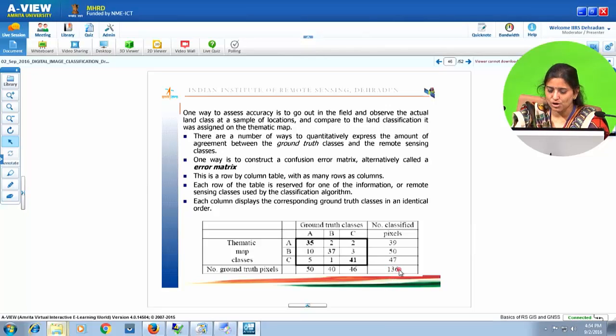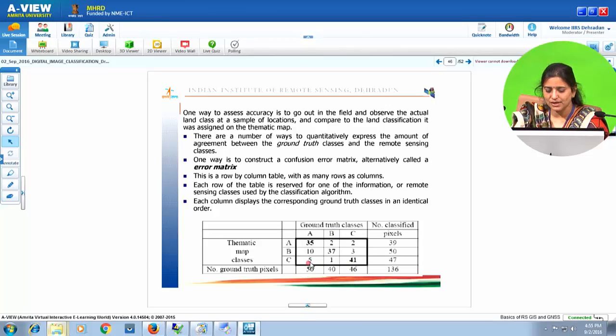So out of these 136 pixels, 50 were found to be in class A. These are ground truth classes. You can see the ground truth classes are in the columns. Okay. So the A column has 50 pixels. That means 50 points were identified as class A, 40 points were identified as class B, and 46 points were identified as class C.